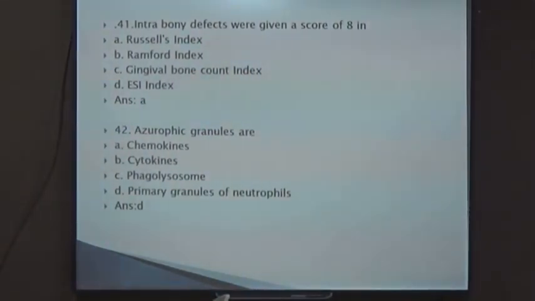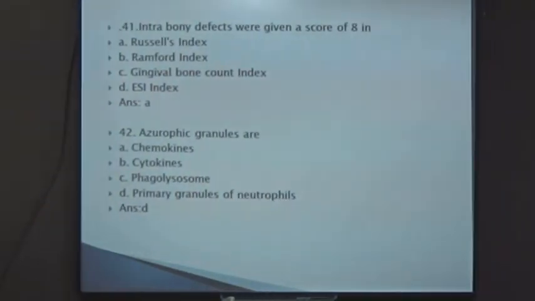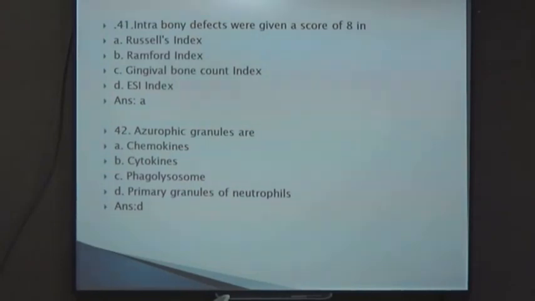Intrabony defects were given a score of 8 in Russell's index, because Russell's index is a periodontal disease index. When you are giving 8, that means the mobility index will be 3. And eosinophilic granules are not primary granules of neutrophils; I think I told you about this when taking the pathogenesis. Neutrophils.